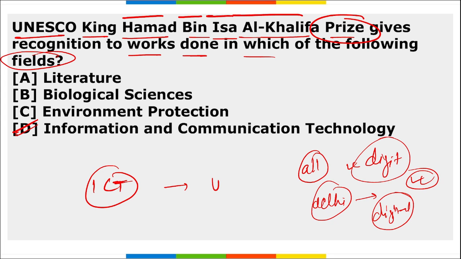So similarly, this award you should remember, UNESCO King Hamad bin Isa Al Khalifa Prize, is basically given in the field of ICT. This was established in the year 2005 with the help of the Kingdom of Bahrain. You have to remember this also. Alright, from the Kingdom of Bahrain.